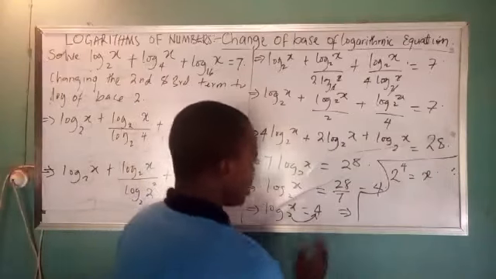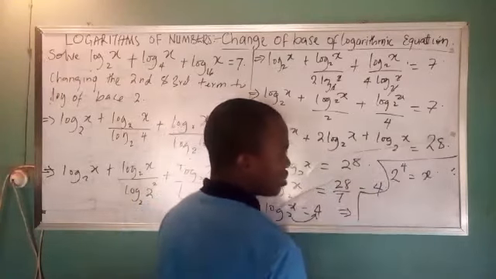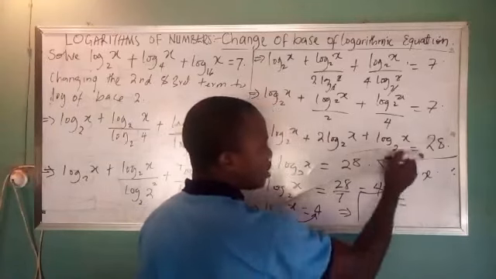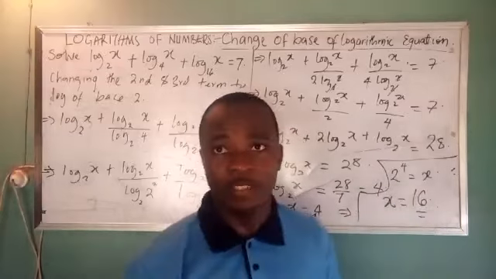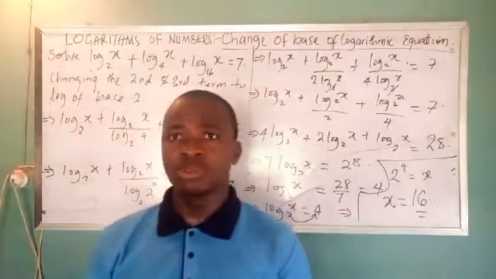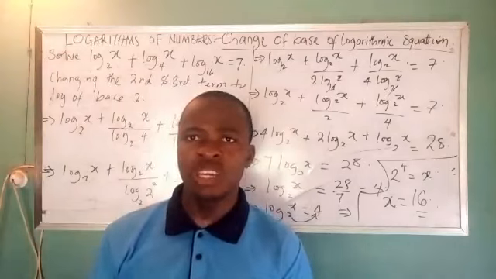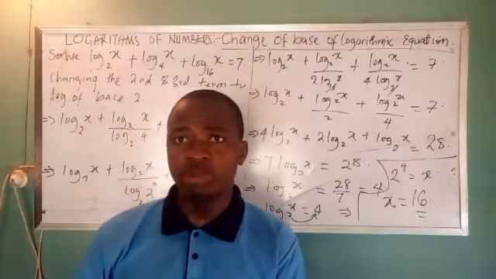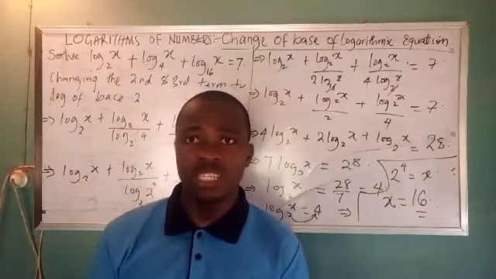So from here, this has been transformed into indices form as this. So now what's the next thing to do? You can see x will automatically be 2 raised to the power 4, which is 16. Therefore, x equals 16 is our solution here. You can see how simple the problem is. The only problem here is just to know how you can transform your base from one particular number to another. That's the main problem here.